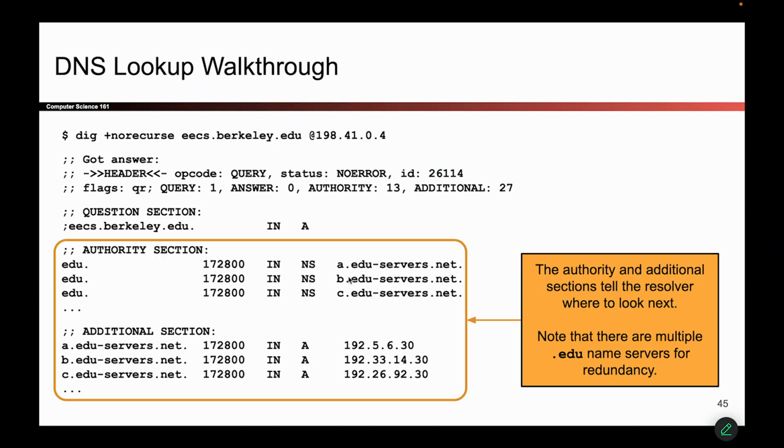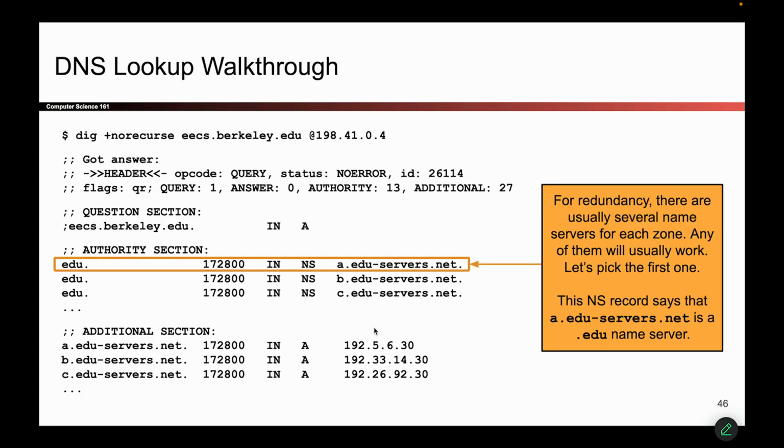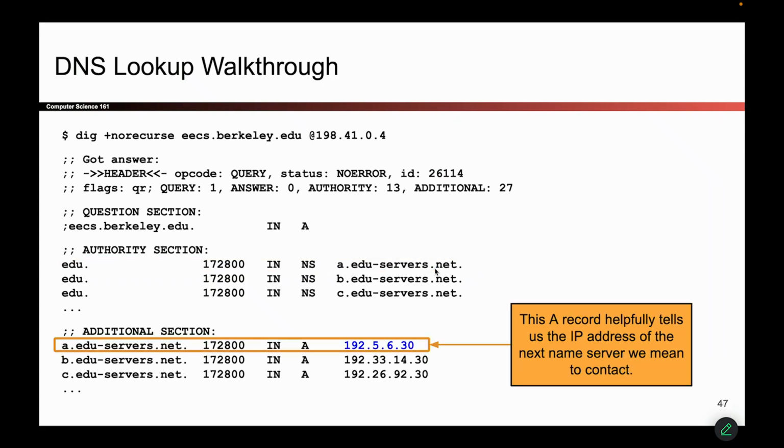That's why there are 13 records here, because there are 13 .edu experts. And down here, we give you the IP addresses of all 13. You pick your favorite. So for redundancy, there's lots of them. I could really pick any of them. I'm going to be lazy and pick the first one. That's their name. This is their IP address. Let's go talk to them next and see if they can help us with our query.